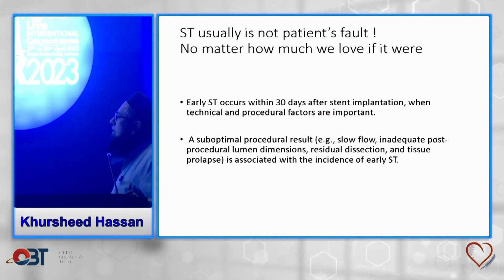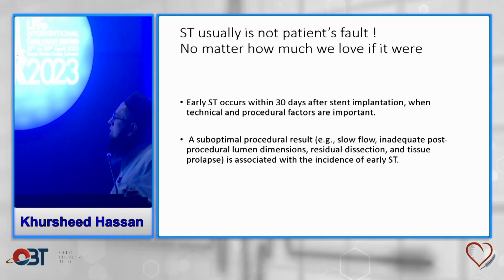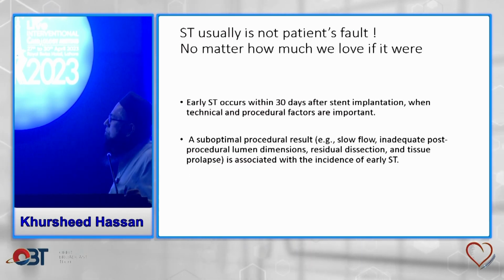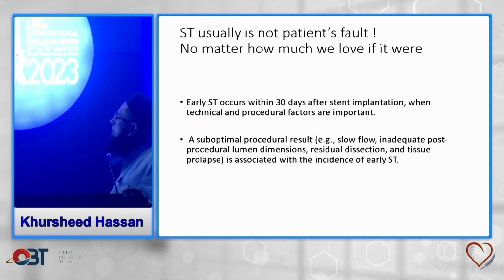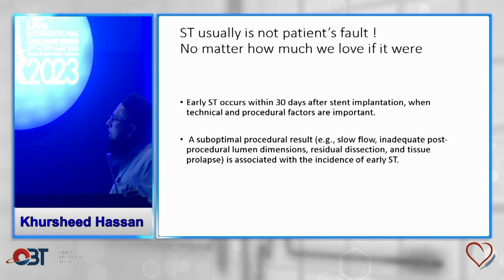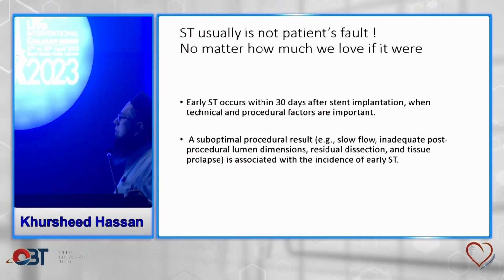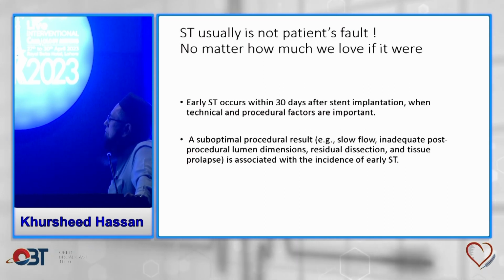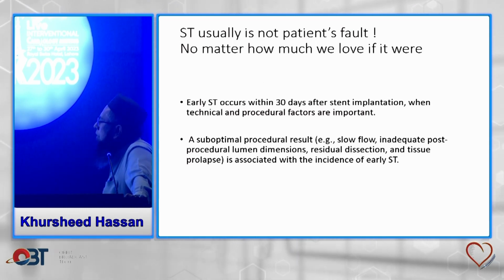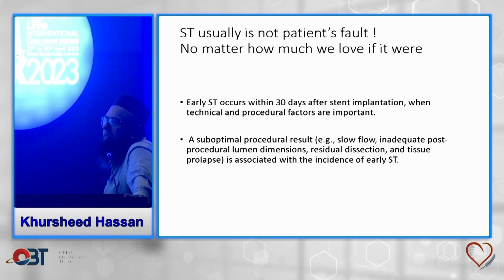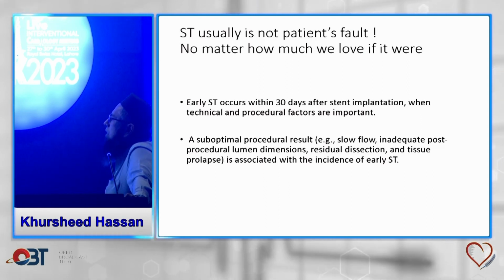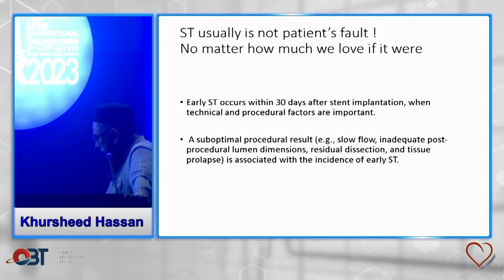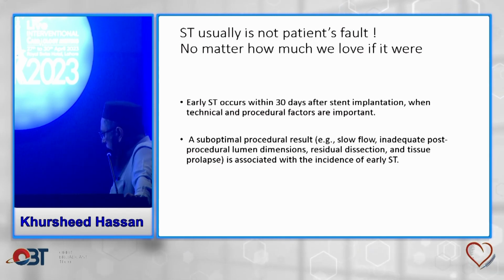So stent thrombosis, if it occurs within 30 days, is a problem with mechanical issues. Stent implantation, technical and procedural factors are important. Suboptimal procedure results, slow flow, especially in STEMI, inadequate post-procedural luminal dimension, residual dissection as we saw in the last case, tissue prolapse are all associated with incidence of early stent thrombosis.